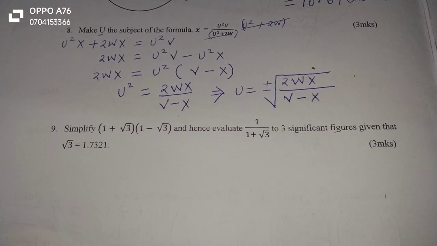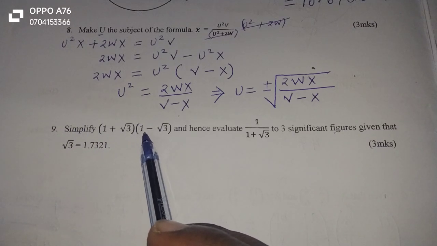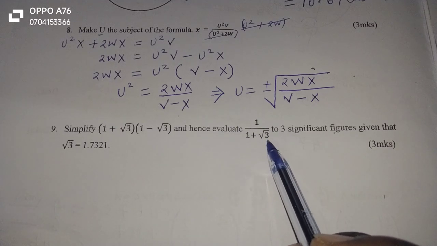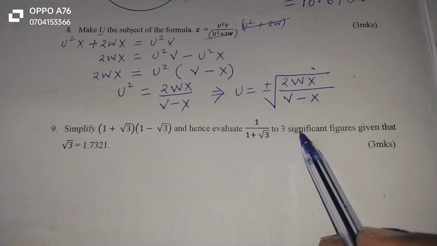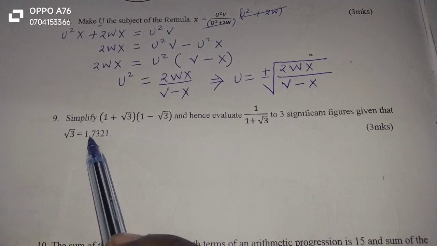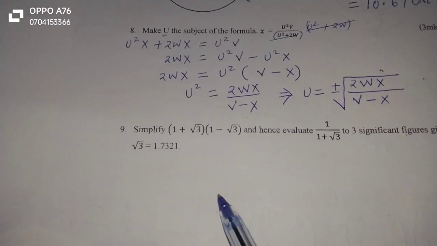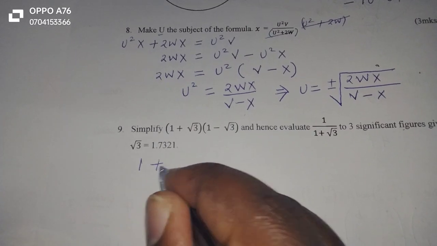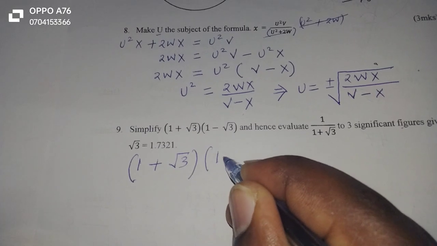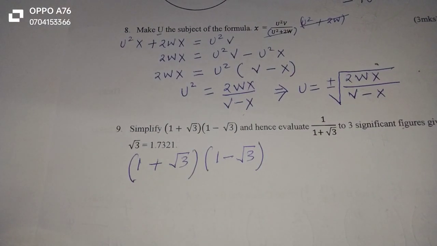Again, we have number 9. Simplify 1 plus the root of 3 into 1 minus the root of 3 and hence evaluate 1 divided by 1 plus the root of 3 to 3 significant figures, given that the root of 3 is equal to 1.73. When you look at the values here, 1 plus the root of 3, then we are also having 1 minus the root of 3. This is what we call a difference of two squares.